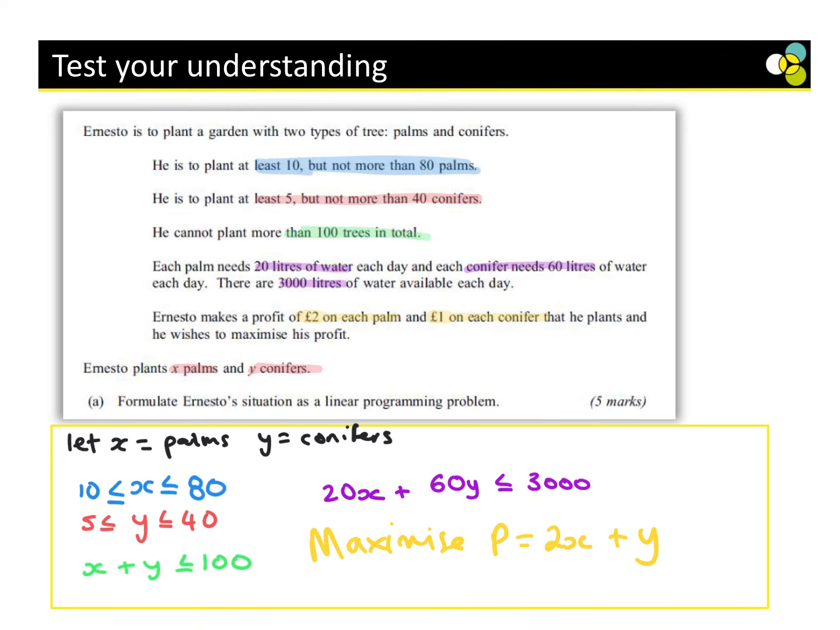Now, there's something missing from my sheet. Absolutely, we need to say that X and Y are both greater than or equal to 0. There is the 5 marks.